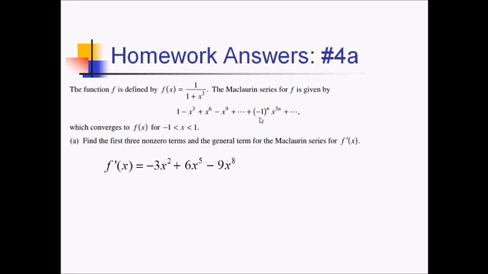So I'm going to be alternating still, negative 1 to the n. But now I'm going to have 3n times x to the 3n minus 1. And there we go for the Maclaurin series.